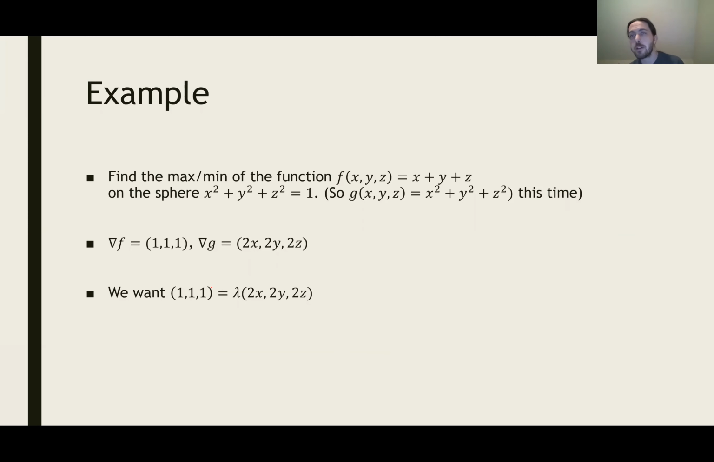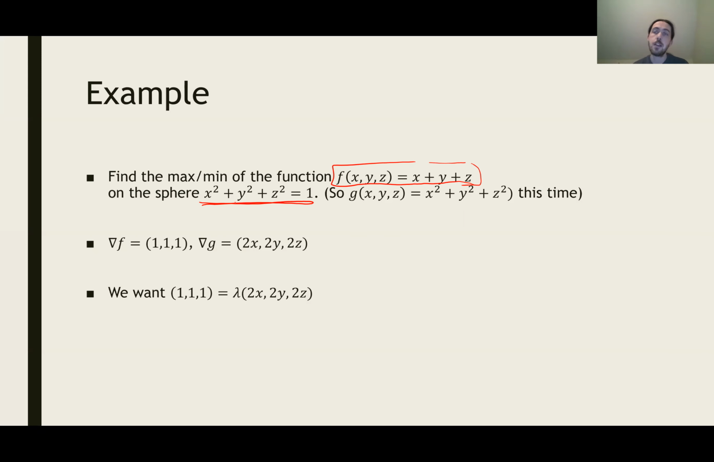So here's an example of the type of problem where we might use the method of Lagrange multipliers. Let's say we want to find the maximum and minimum of this function, f of x, y, z is x plus y plus z on the sphere, x squared plus y squared plus z squared is equal to 1. Now, we could do this by parameterizing the sphere, but then we have to use spherical coordinates, and we get ourselves into a little bit of trig function hell if we do so.